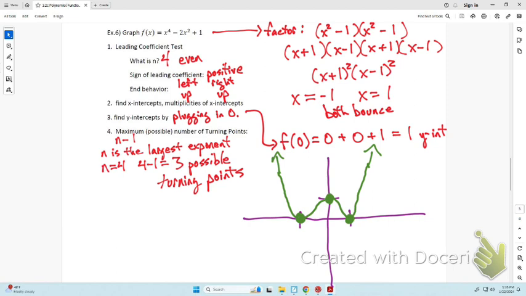The last thing, you can check your calculator and make sure it looks right. My graph looks a little shaky. I think that's because I was drawing slowly. So hopefully that made sense. Let's try one more.